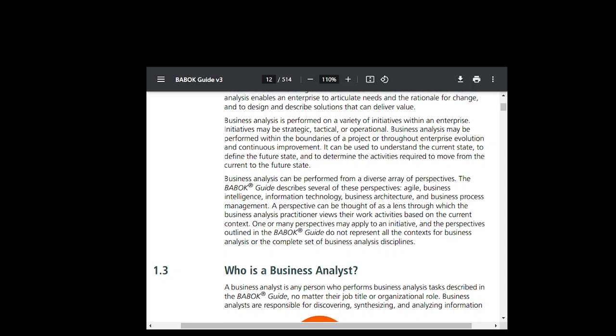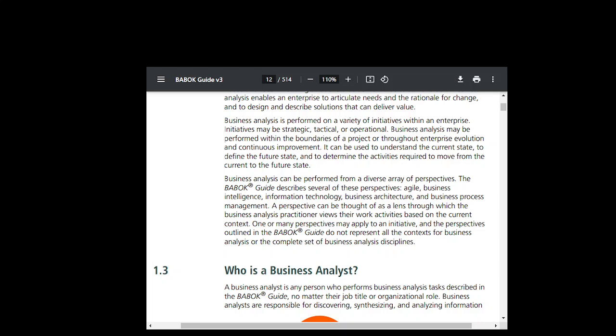Then also, it can be used to define the future state. So when you understand the current state, you can now move to how do we improve on the already existing system? That is the future state. Maybe we can now introduce an online app whereby people can download and obtain their ticket, and then it goes somewhere, like the numbers dump somewhere at the back end, and to determine the activities required to move from the current to the future state.